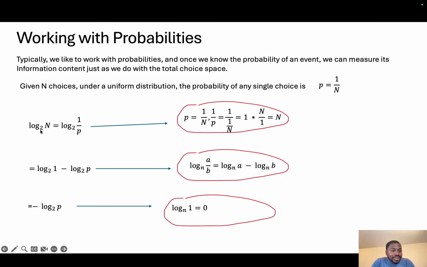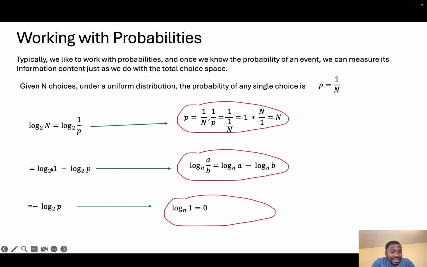We know that information is log 2 of n, and log 2 of n is equal to log 2 of 1 over p, that's 1 over the probability of a single item. So why does this hold, right? If you think about it, p is equal to 1 over n. 1 over p is then 1 divided by 1 over n. That's 1 times n over 1, which is equal to n. So therefore, log 2 of n equals log 2 of 1 over p.